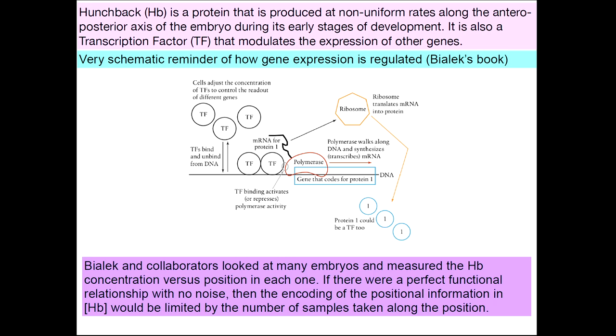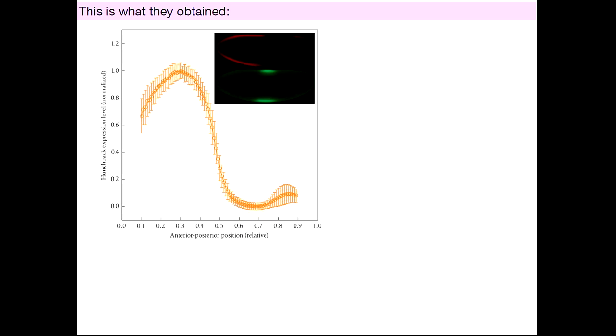they could look at it in the microscope. And they looked at many embryos, and this is what they found. Here, the plot is in terms of the position over the total length of the embryos. In that way, you can compare embryos of different lengths.